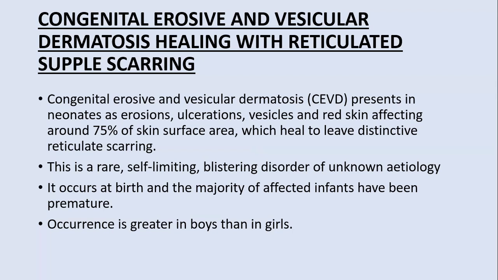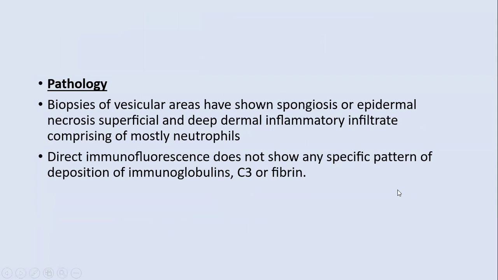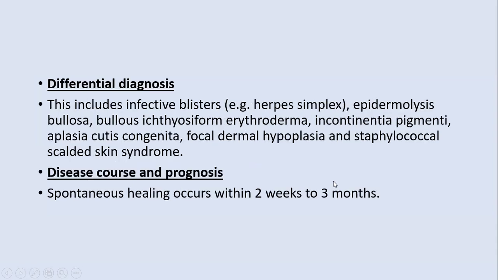A rare self-limiting blistering disorder of unknown etiology occurs at birth, and the majority of affected infants are premature. Occurrence is greater in boys as compared to girls. You can see this reticulate scarring on the trunk, on the arms, and on the hands. Biopsy of vesicular lesions shows spongiosis, epidermal necrosis, superficial and deep dermal inflammatory infiltrate, mostly neutrophils. DIF does not show any specific pattern of deposition of immunoglobulin, C3 or fibrin.